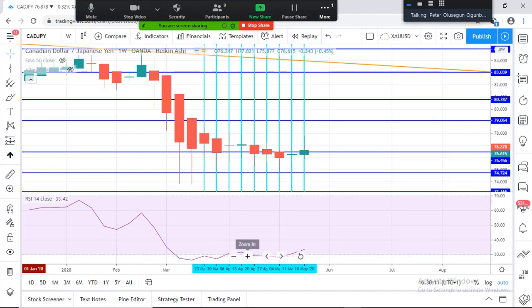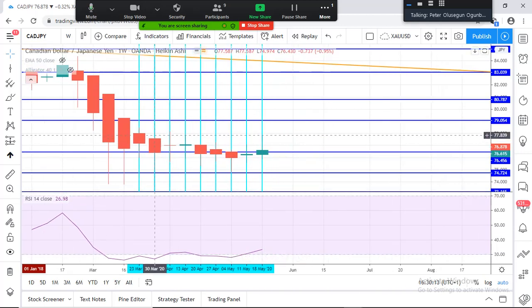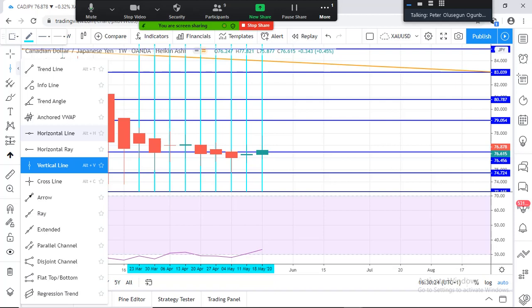I hope you can see the wick. The wick, everything is very important. The wick, there's a rejection. That's why you are seeing that wick at that tip there. So I'm going to draw a horizontal line, which is a resistance at that point.